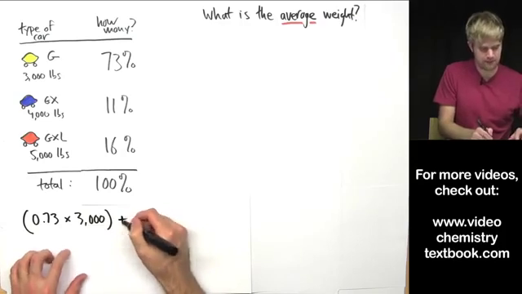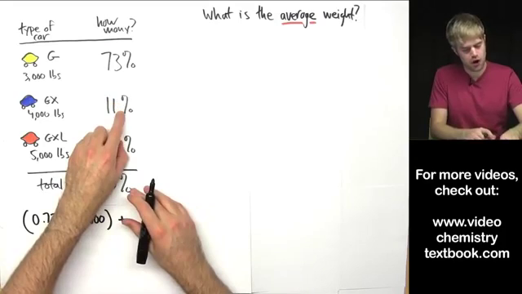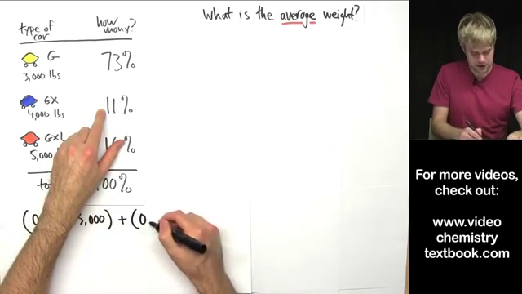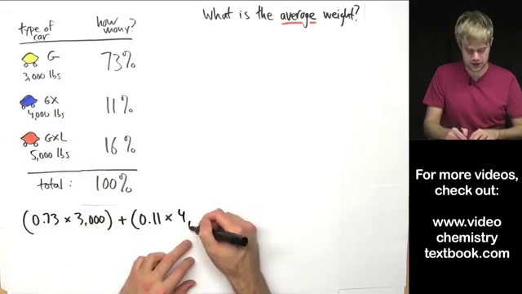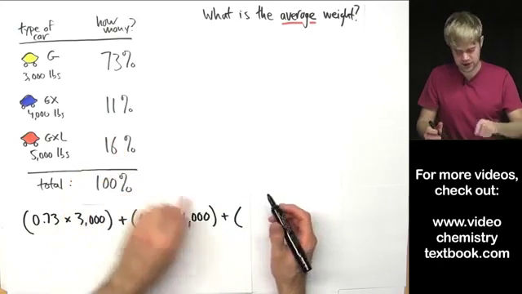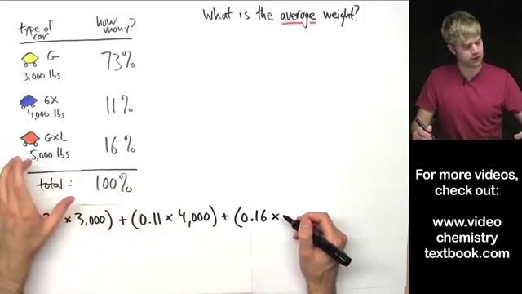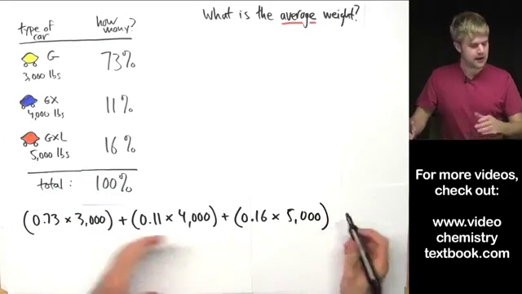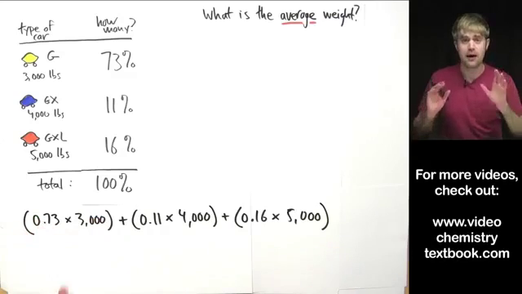That's the Lamona G. Now for the GX, I'll take 11% and express that as a decimal. Move the decimal place 2 spots to the left, so it's going to end up here, 0.11, and multiply that times the weight of the GX, 4,000 pounds for that model of the car. And finally, I'll take 16% and express it as a decimal, 0.16, and multiply it by the weight of the GXL model. Now, when you're working with percentages, you don't divide by anything.